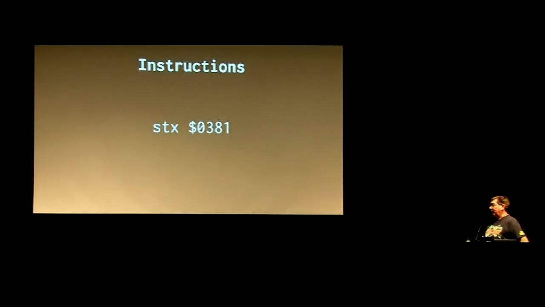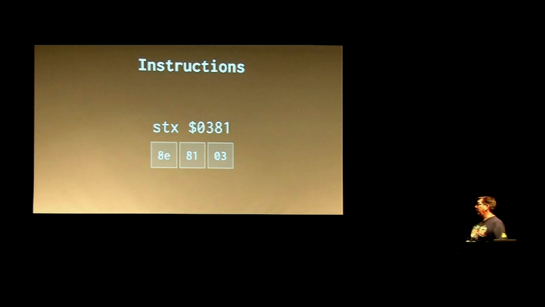So here's an example of an instruction that we want to emulate. This is the instruction to store the contents of the X register to memory location 381. So on the 6502, each instruction can be anywhere between 1, 2, and 3 bytes in length. This one is 3 bytes, and this is how it's stored in memory. The first byte is the opcode that represents this instruction. In this case, it is 8E.